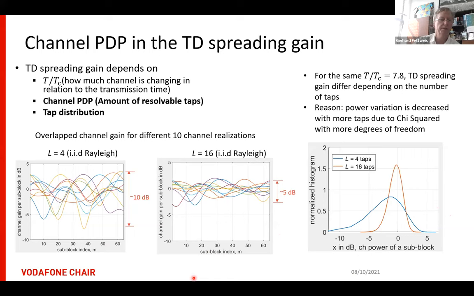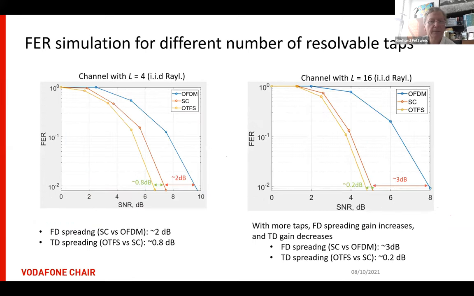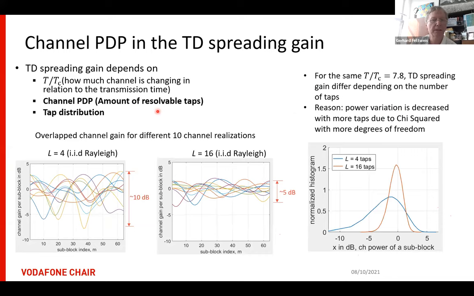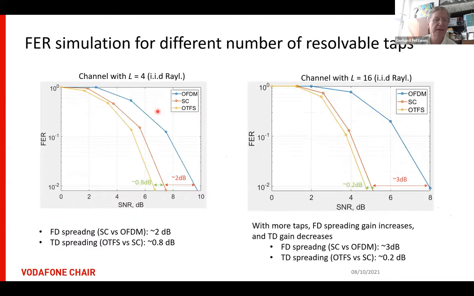We have different symbols, so we have here L equal 4 and L equal 16 delay spread. And then if we look at this with our channel model, this L was in the exponential power delay profile of the channel model. If we look at it then here, in the time domain, again, we see that OFDM is performing here, single carrier is performing there, and OTFS gets the 0.8 dB performance improvement for a channel model with 16 tap delay spread. Then we see that the difference between single carrier and OTFS actually becomes a little less.